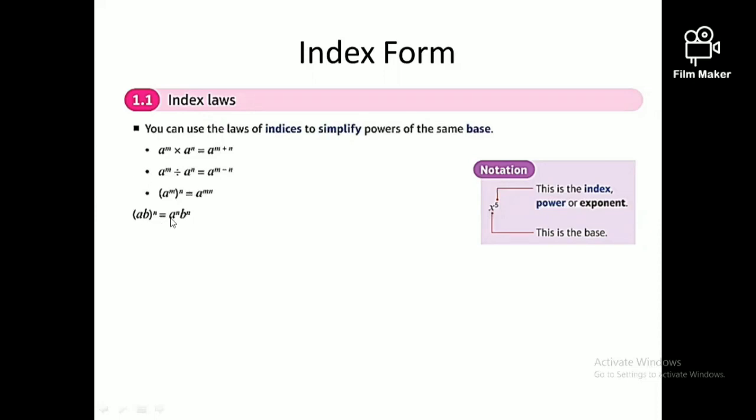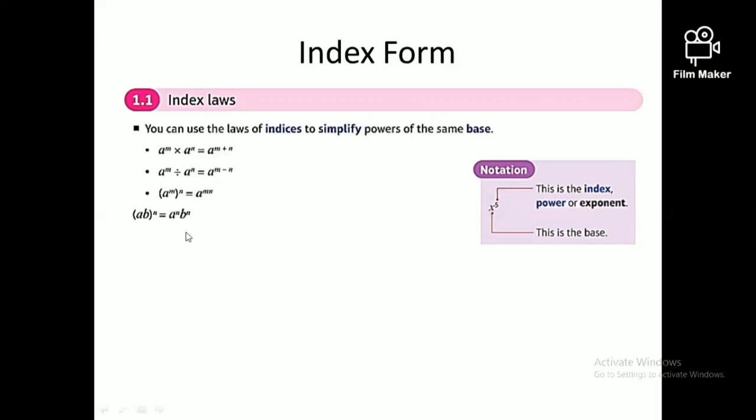The third rule is a to the power m, all to the power n. This is called the power of power theory. In that situation, you can write the final answer as a to the power m into n. This is the theory we are going to understand.